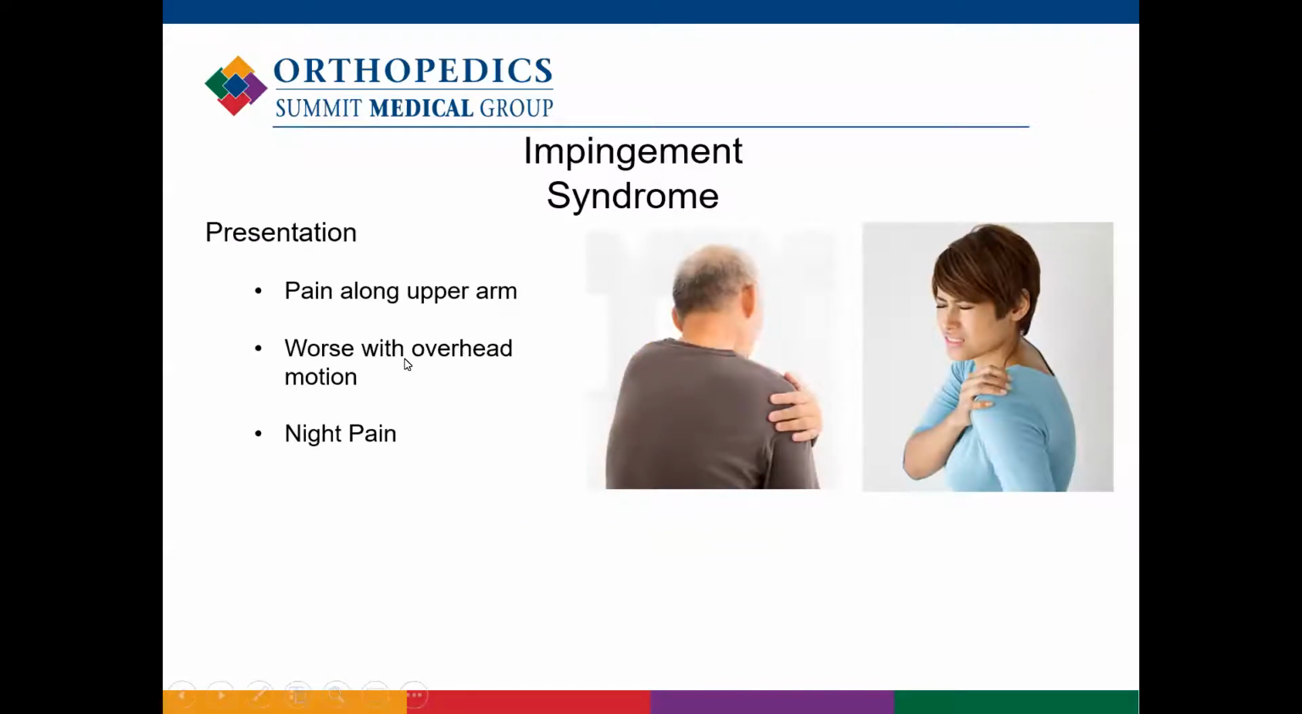With impingement syndrome, patients typically present with pain in the upper arm, and the pain can be anywhere from the front to the side and back of the shoulder. The pain tends to be worse with overhead maneuvers, and you can also have night pain that disturbs your sleep.